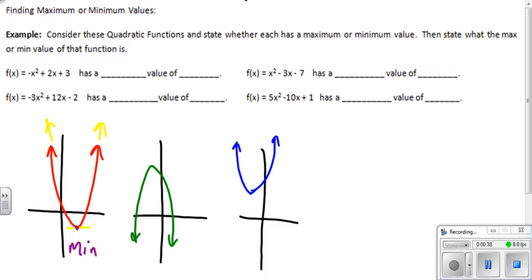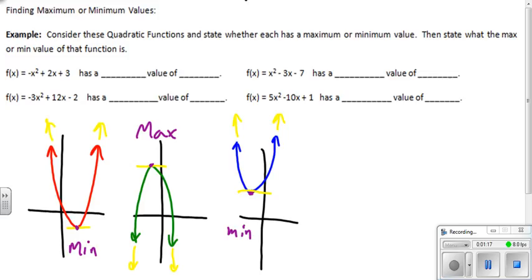Now, conversely, our green parabola here is going downward. So again, there'll be no lowest value that it will ever hit, but if we look up here, there is a highest value. At this point, again, at the vertex, there is no value of this parabola which is greater or higher. So we would call this its maximum value. Similarly, this parabola also has a minimum because it can continue growing higher here, but it can't go any lower than this point.